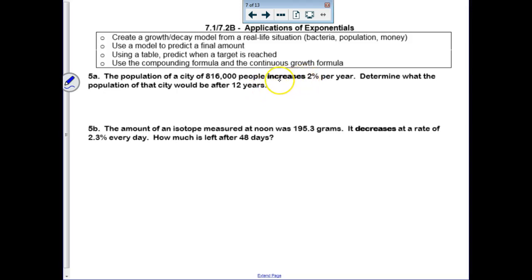On your test, it's going to say use the formula y equals a, and then it's going to say plus or minus r to the t power. Now it's up to you whether you're using the plus or the minus. So remember, this a value is the original amount. So if your city originally has 816,000 people, that's going to go right there. And then it's increasing 2%. So that's going to help me with the r, and also the fact that it's going to be a plus sign because it's increasing. And they want to know the population after 12 years. So that right there is going to be time, t.